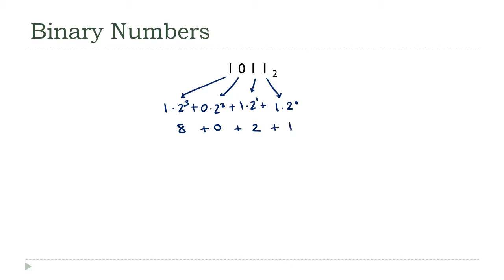That means that this number represents 1 times 2 to the 0 plus 1 times 2 to the first plus 0 times 2 squared plus 1 times 2 to the third. If we add all of these numbers up, this is 8 plus 0 plus 2 plus 1, we get 11, the equivalent decimal value of that binary number.